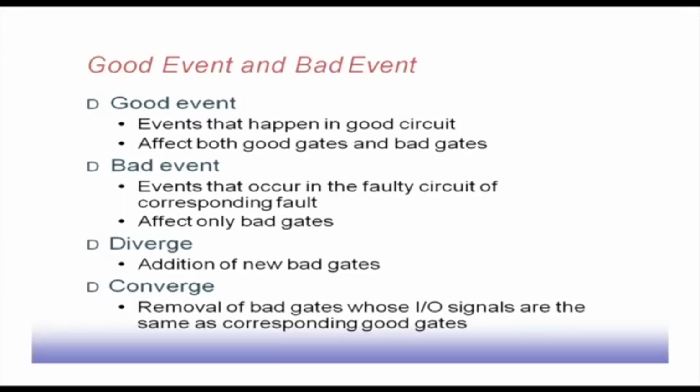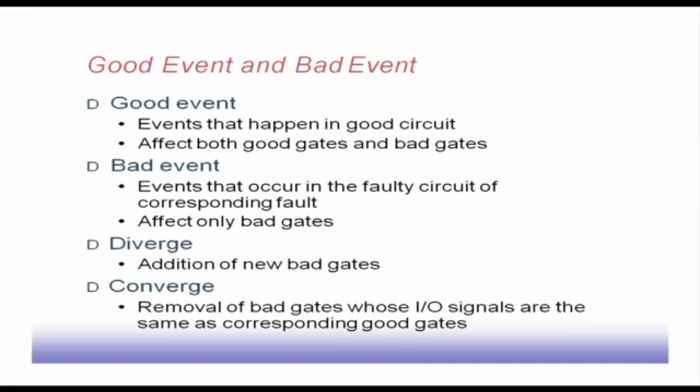Then there is the bad event: events that occur in the faulty circuit of the corresponding fault. If due to some fault some output has changed from 1 to 0, for example, if a certain gate has been assumed to be stuck at 1, as a result the input of some other gate has changed. So, that other gate needs to be simulated. That is an event that occurs in the faulty circuit of the corresponding fault. That is a bad event, and it will affect only bad gates. Good gates need not be simulated again.